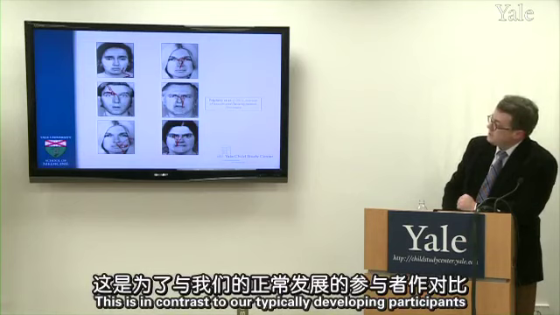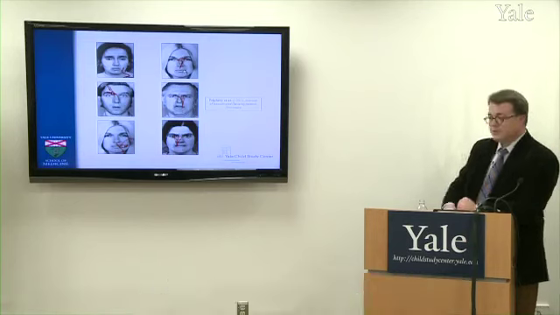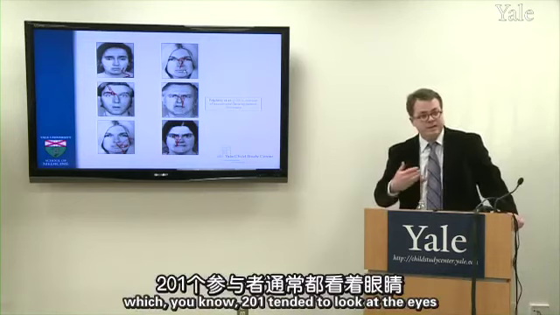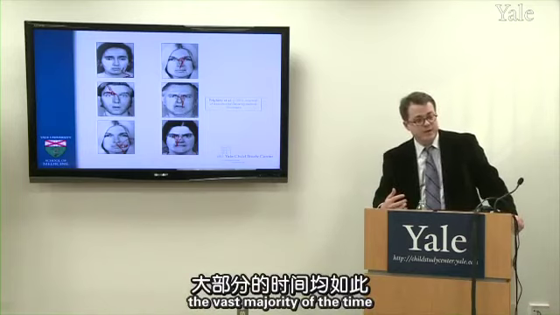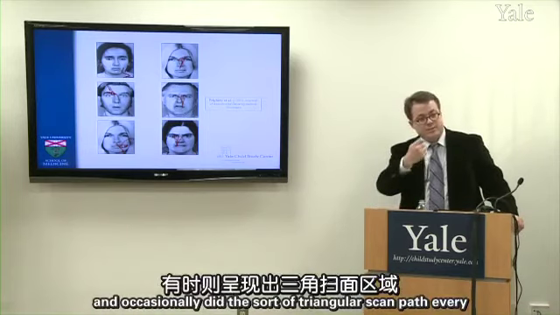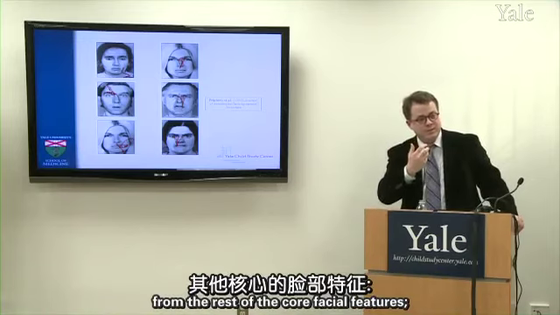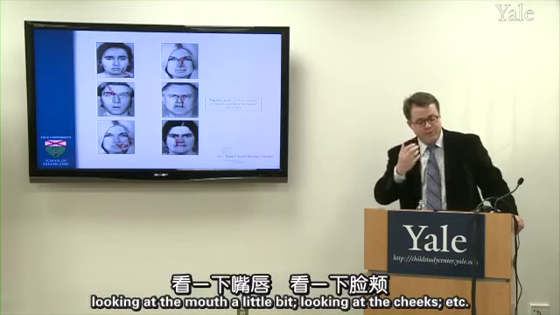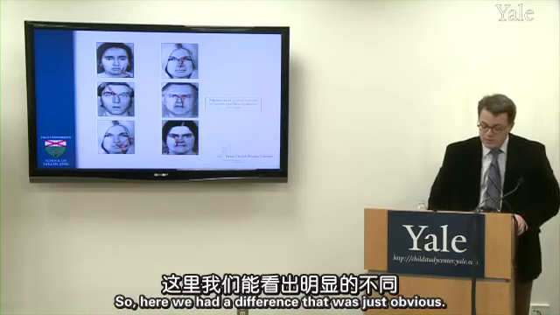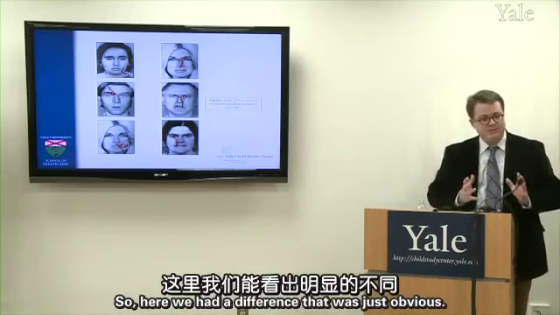And this is in contrast to our typically developing participants, which tended to look at the eyes the vast majority of the time, and occasionally did the sort of triangular scan path every so often during looking at the eyes to get information from the rest of the core facial features, looking at the mouth a little bit, looking at the cheeks, etc. And so here we had a difference that was just obvious.